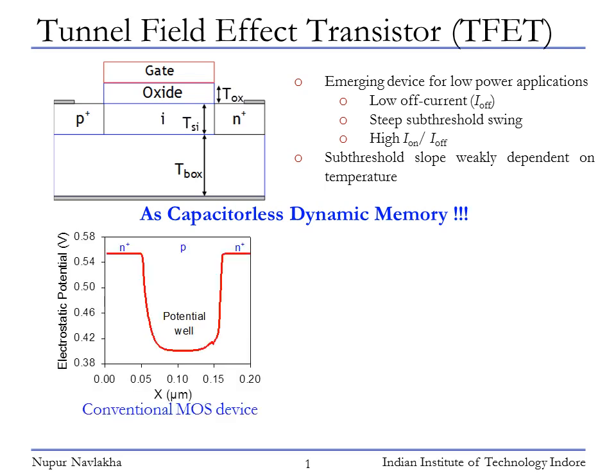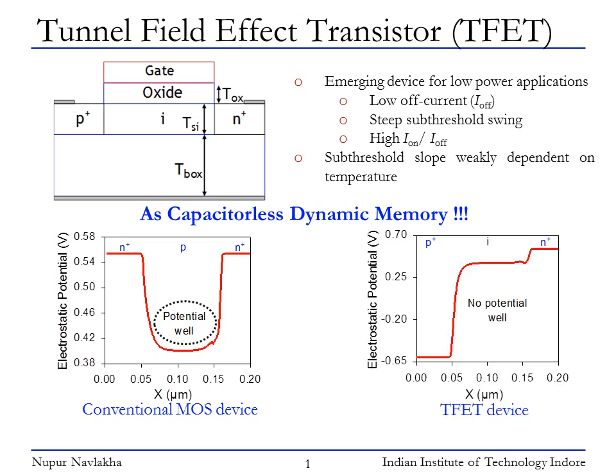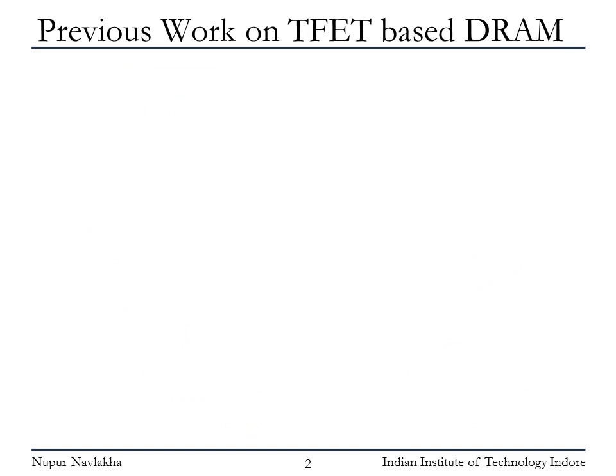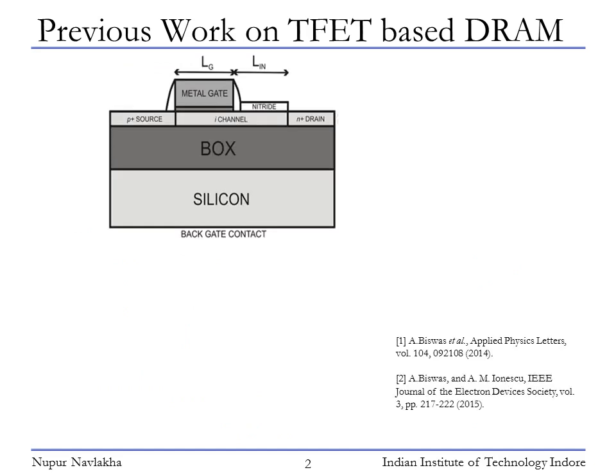The conventional MOS devices utilize the P-type body to serve as a potential well for charge storage, while tunnel FET, having a P+-I-N+ structure, has no well formation. So, the first concern is formation of a potential well for charge storage. The problem was circumvented by the use of an asymmetric fully depleted double-gate silicon-on-insulator tunnel FET as dynamic memory.